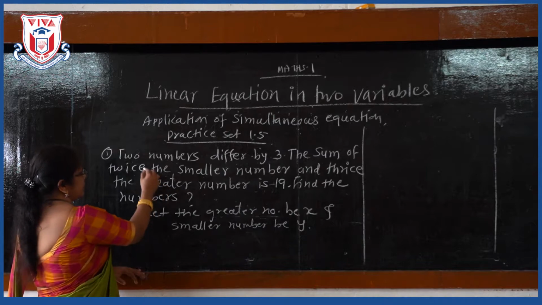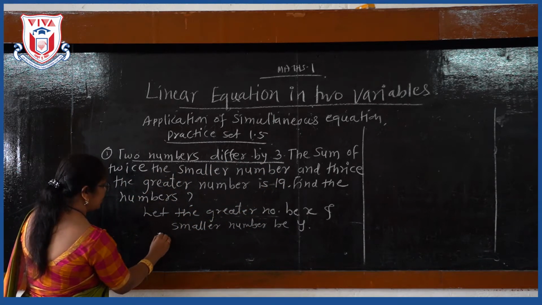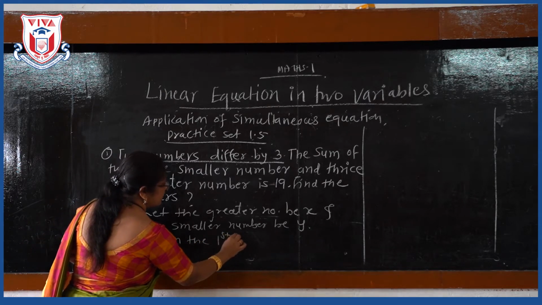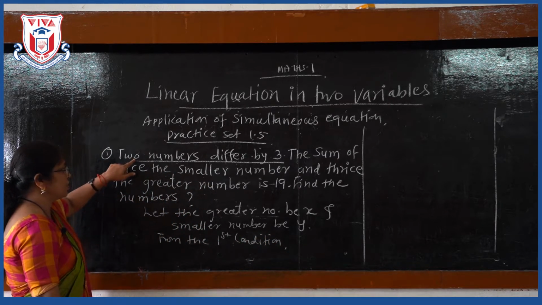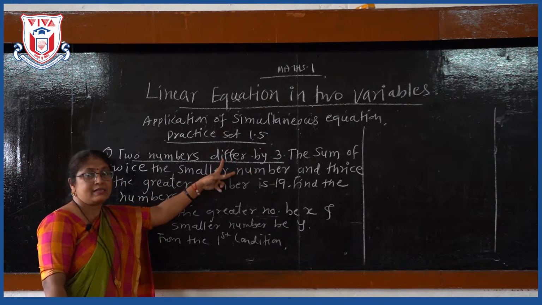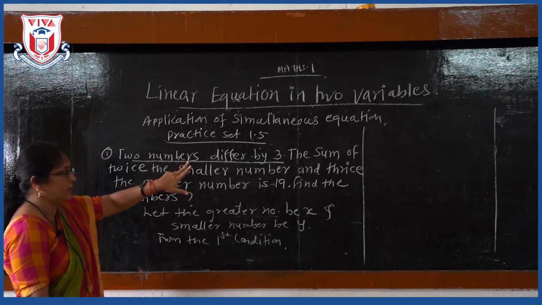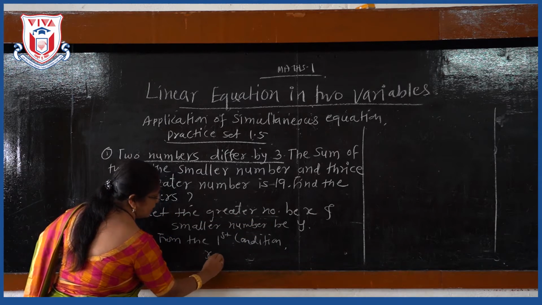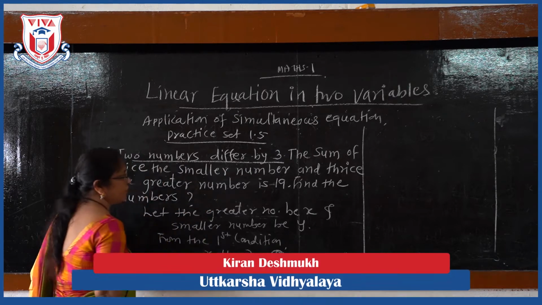Now what is the first condition? Two numbers differ by 3. So from the first condition, two numbers differ by 3 means the difference of the two numbers is given, it is 3. So what will be the equation? Our greater number is x. So x minus y is equal to 3. This is our first equation.